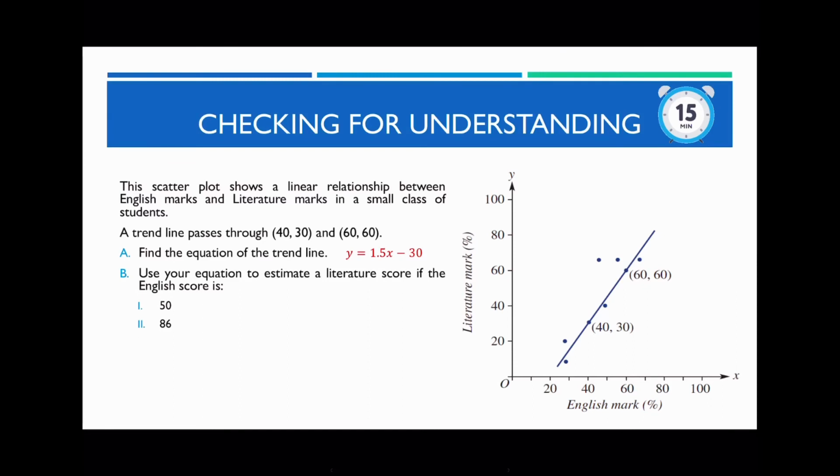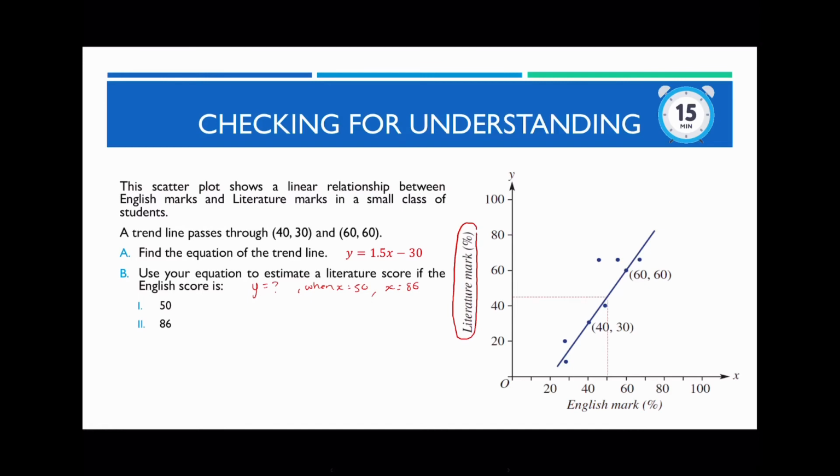Once we've got the equation for our line of best fit, then we can start to make predictions, okay? So part B reads, use your equation to estimate a literacy score if the English score is 50 and 86. In this case, I want you to please note what your y-axis is. Your y-axis is your literacy score. So in this case, what you're doing is trying to find out what the y value is when x is equal to 50 and when x is equal to 86. So I'm going to be substituting x is equal to 50 to solve for y, and then do the same thing: sub x is equal to 86 to find the corresponding y value.